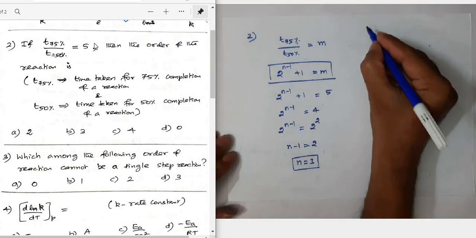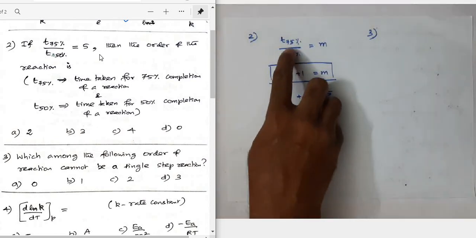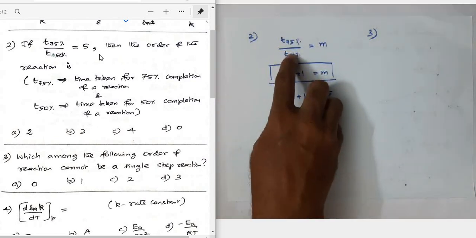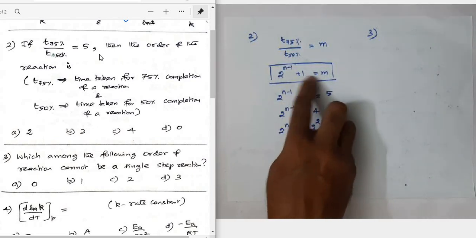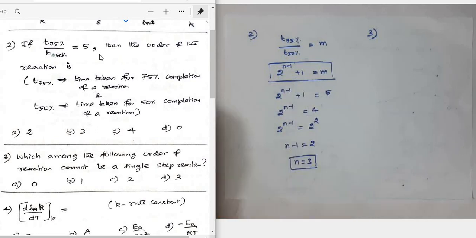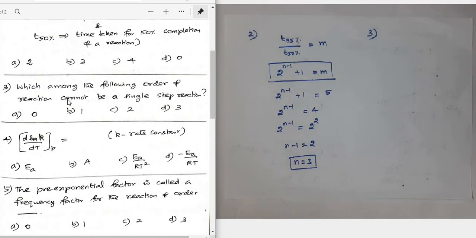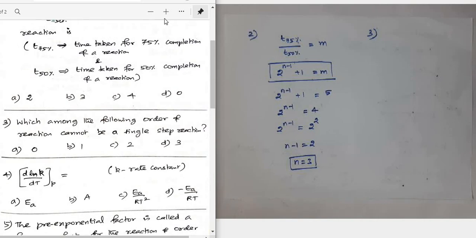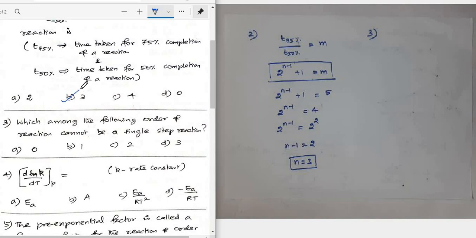Okay, very simple question, and you can easily answer this. Right? If time for 75%, time for 50%, if this ratio is given, then you can use this formula to find the order of the reaction. Okay, so try to remember this formula. Right? Now, question number 3. So for question number 2, the correct option is B.